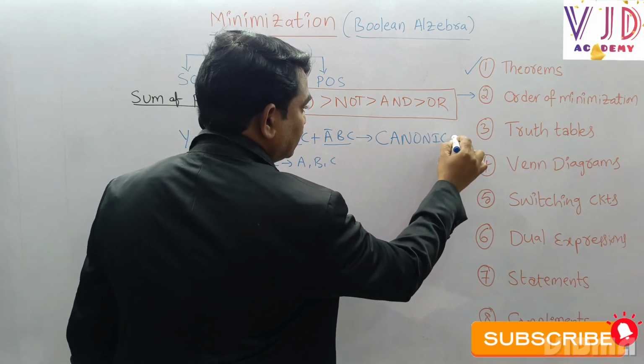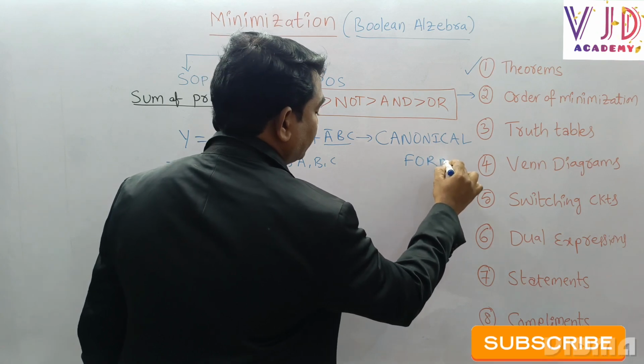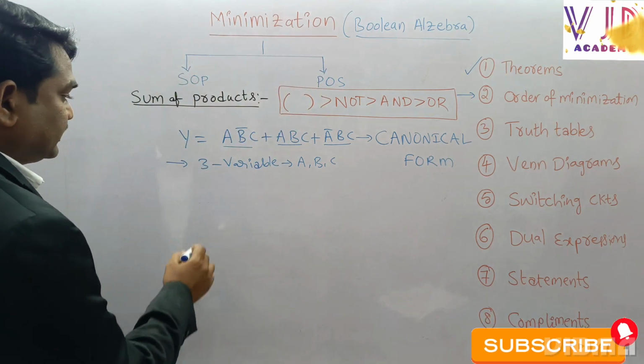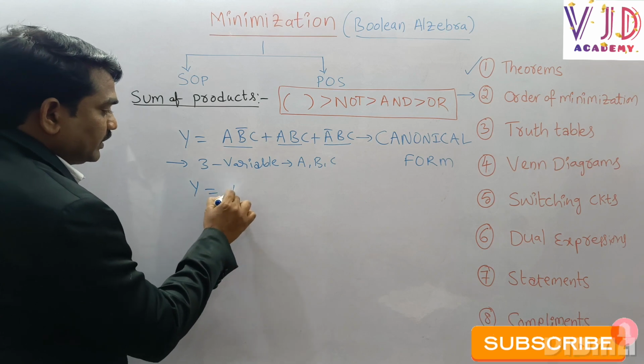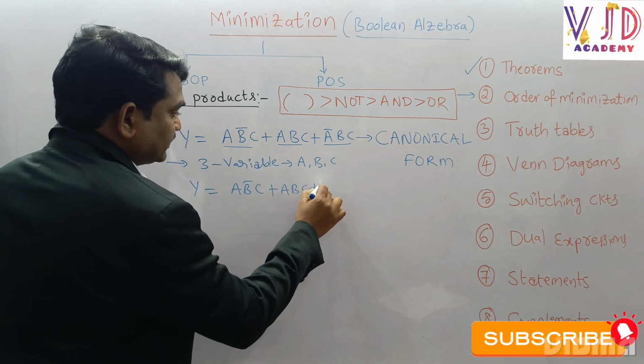Canonical form, we can say this is called canonical form. And now sir, this is an equation: y equal to a b bar c plus a b c plus a bar b c.